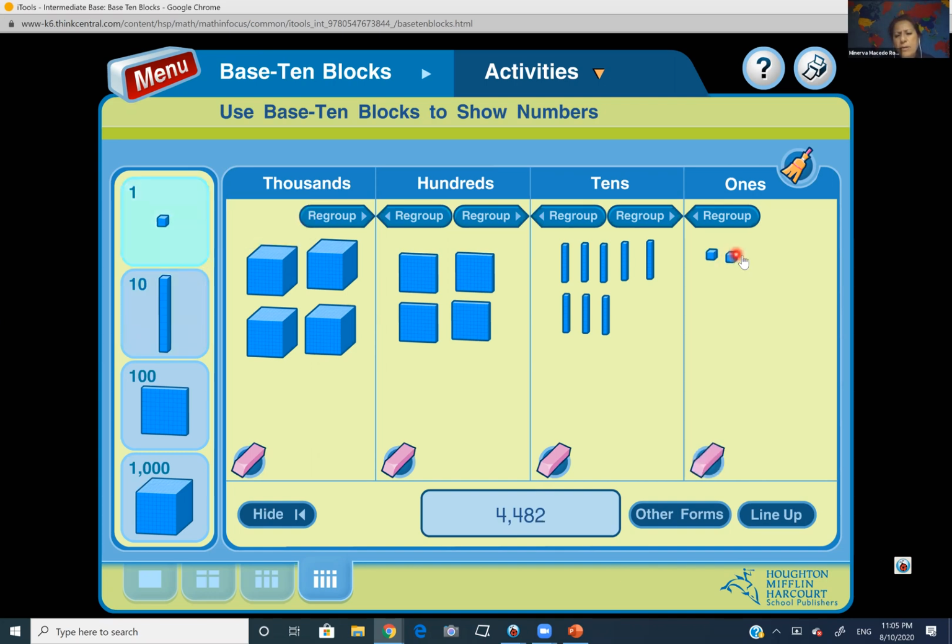And now we're going to add 5 ones. 1, 2, 3, 4, and 5. So now the number we have is 4,485. Now, what we're going to do is we're going to make the expanded form, and then we're going to continue doing the other representations. So let's get the cards ready here.